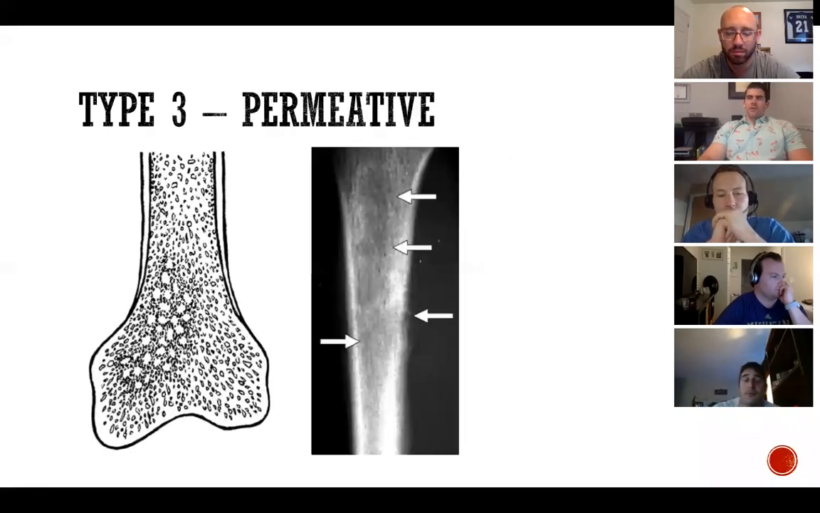We talk about type 3, which I think we've beaten to death a little bit, the permeative pattern, but I think this is a nice example of a wide area of bone destruction without a well circumscribed pattern.